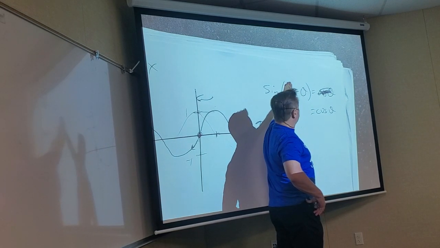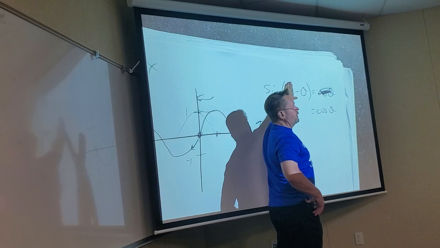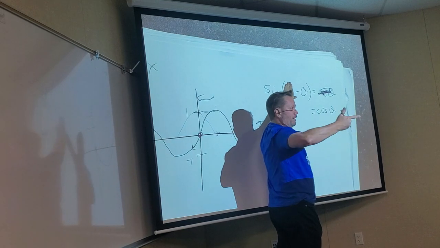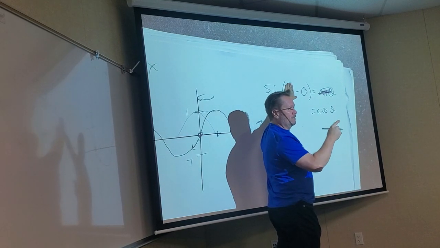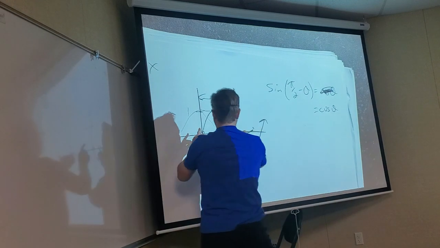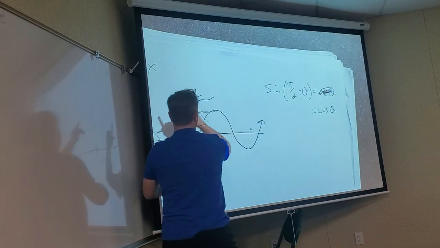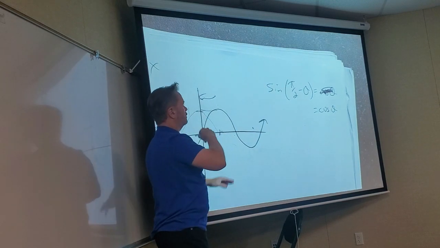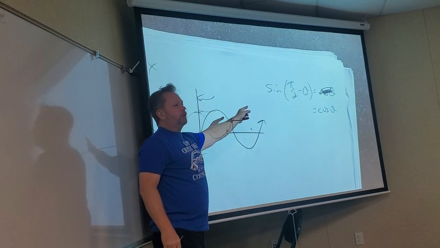It's normally sine theta, now it's sine negative theta. That's a type of reflection. Which way does it reflect? It's inside, so that's going to be left and right. It would take sine and flip it, and then it would move it back pi over 2. So it's just a really weird way to do it.